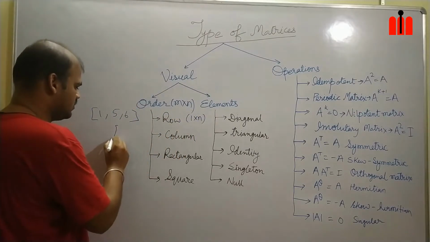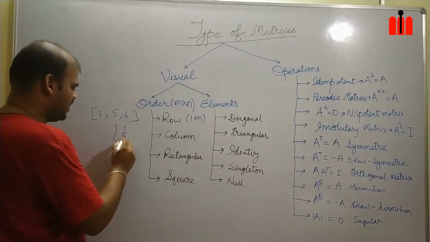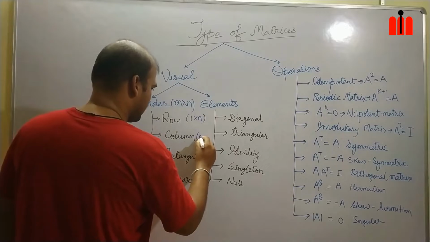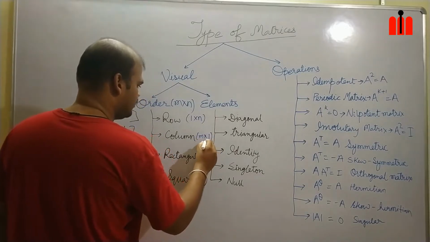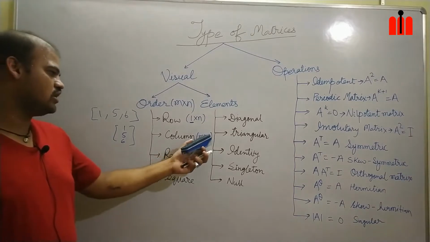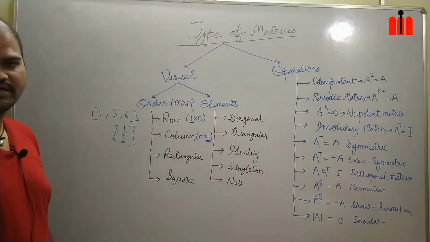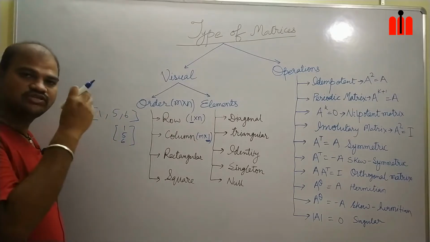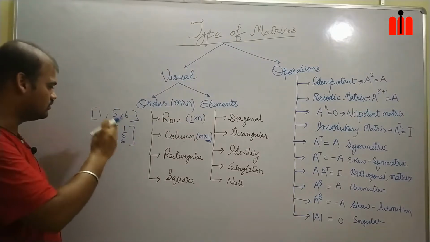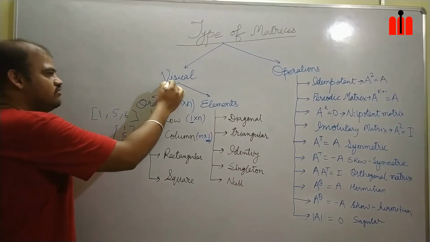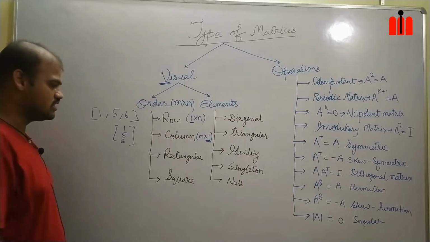Column matrix, a matrix like 1, 5, 6, where the column is 1, so m cross 1. Here the row is 1. So whenever the column is 1, then such type of matrix is known as a column matrix. So these are the certain matrices where you can tell that this is a column matrix by seeing it, visually. That's why we have kept it in the visual class.